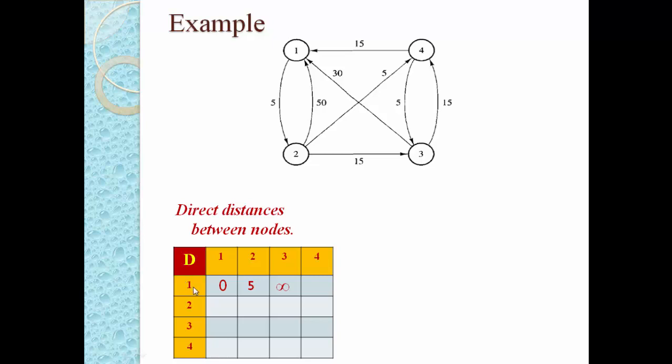Then 1 to 4, that is first row, fourth column. Is there any direct path from 1 to 4? No, there is no direct path from 1 to 4. So again we have to put the sentinel symbol.